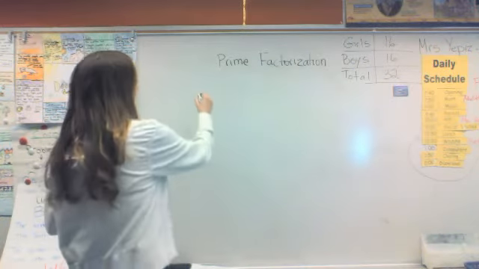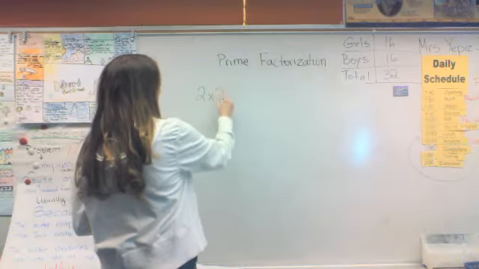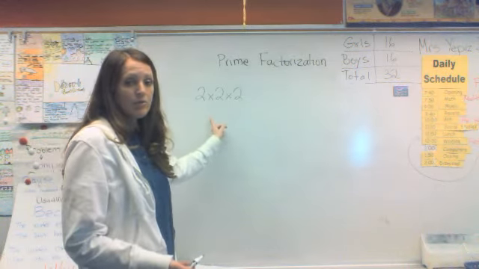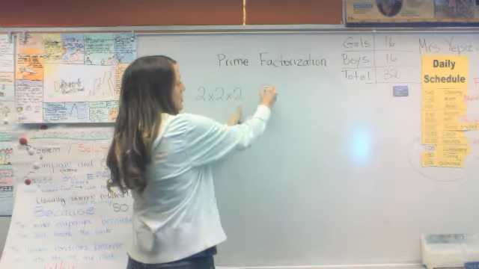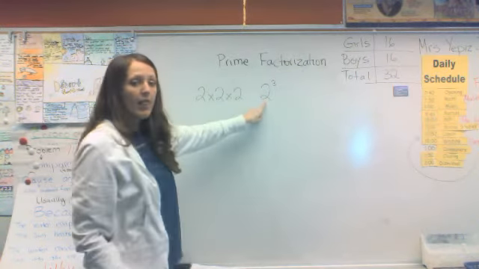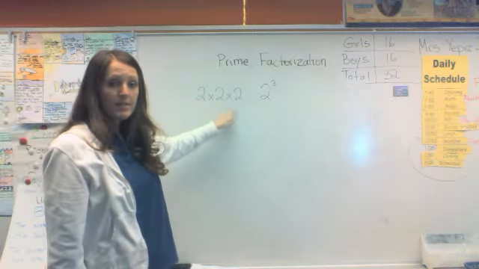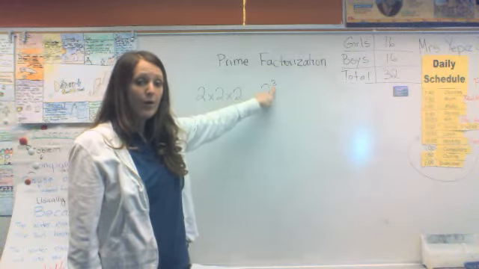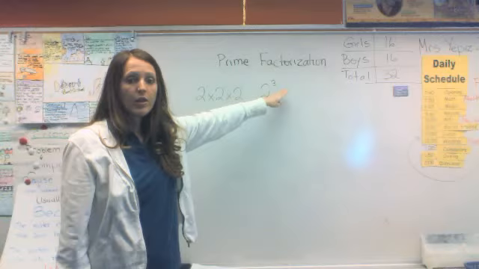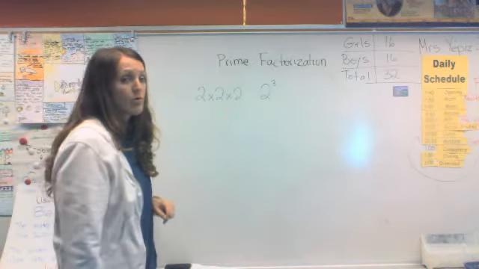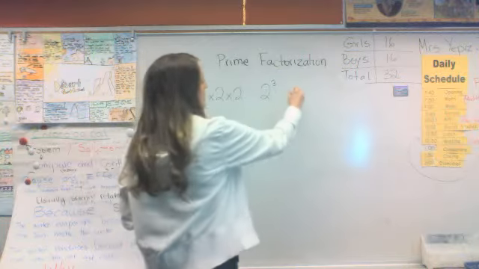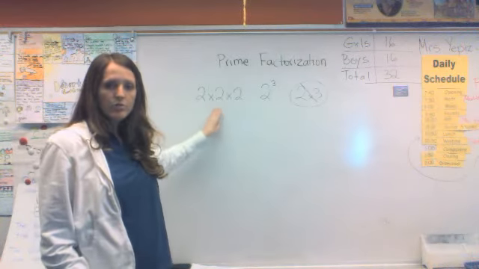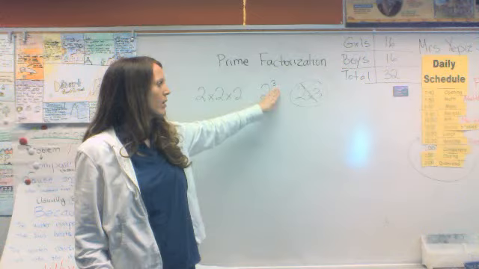Just a quick review. If I have 2 times 2 times 2, a way that I can rewrite that is 2 to the third power. The large number is the number that you're multiplying, and the small number that you write up here is called the exponent. It's the power that you're multiplying it to. So 2 to the third power means 2 times 2 times 2. I want to note that it does not mean 2 times 3. It's a shortcut. 2 times 2 times 2, you can just write 2 to the third power.